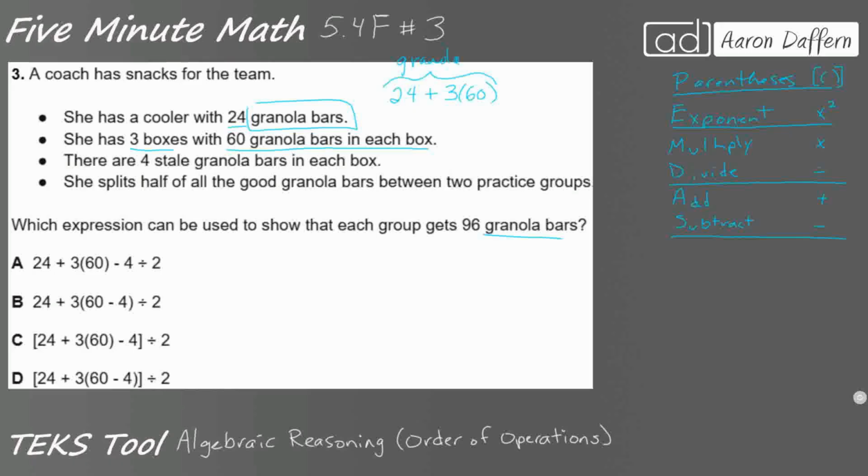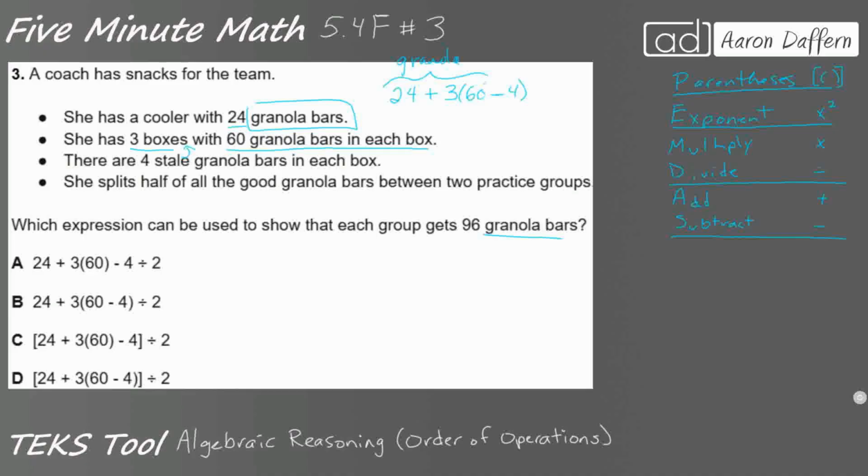All right. There are 4 stale granola bars in each box. Oh, okay. So we don't want those. And the boxes, they're the 3 boxes of 60. All right, so what I need to do is I need to get rid of this right here. You know what? Let's just do this. We're not eating the full 60. What we're doing is we're eating the 3 boxes of 60, but each one has 4 stale. So I want to get rid of those 4 stale. So really it's going to end up being 56. Right, 3 boxes of 56 good ones.